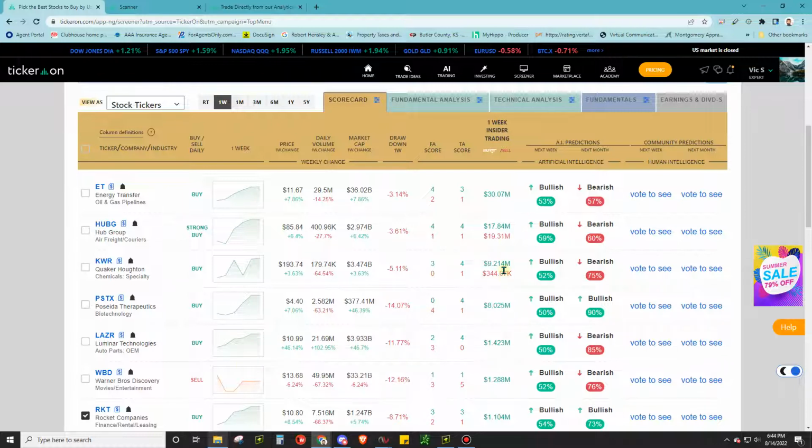This one doesn't look that great to me just because of the fundamental analysis being low. These two don't look that great to me just because there is insider selling going on here. This one actually is a net insider sell of 2 million. This one has some insider selling, but it's not a lot, so I'd probably keep that one around. But this one definitely looks good.